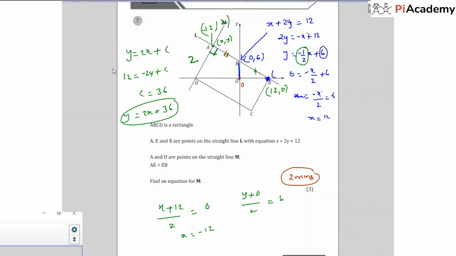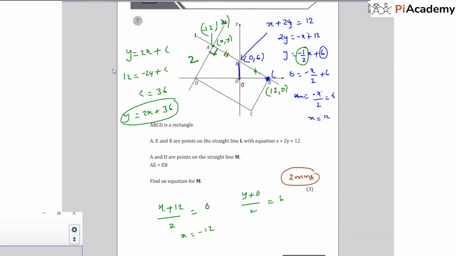Understand these principles. Number one, you need to first convert the given equation x plus 2y is equal to 12 into the intercept form and find the intercept. Once you know 6 is the intercept, you know point B because it is 0 comma 6. A point on the x-axis will have its y coordinate 0, so I'm replacing y with 0 and finding x, and then I get point B, that is 12 comma 0. Now I assume point A as x comma y, and it is given that AE is equal to EB, because E becomes the midpoint of AB. So I'm calculating A, and I got minus 12 comma 12.